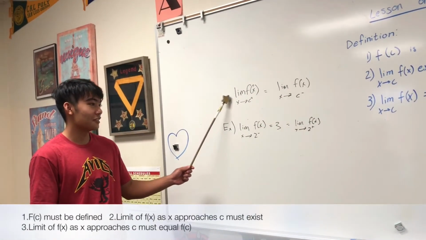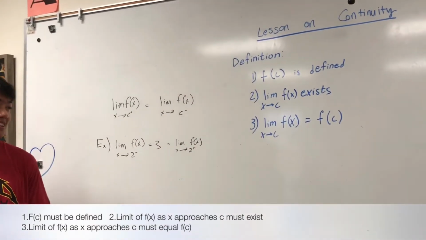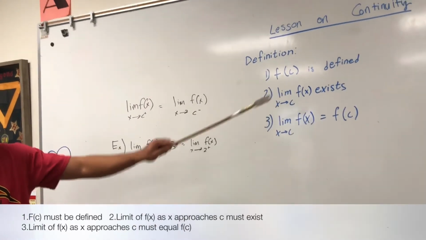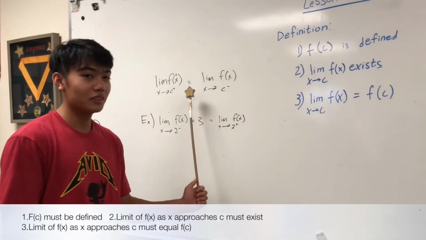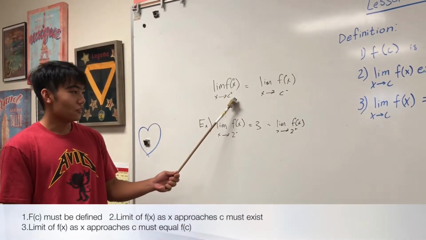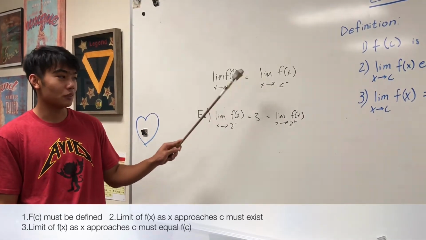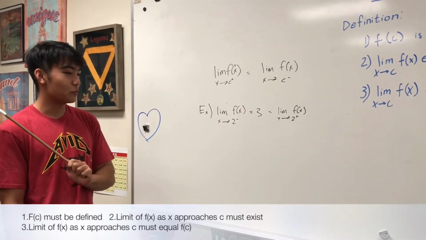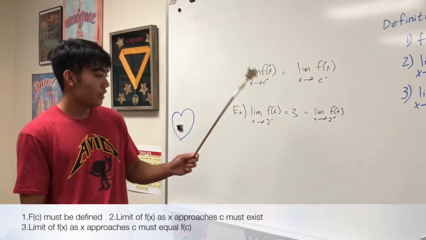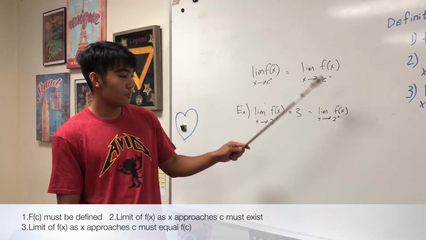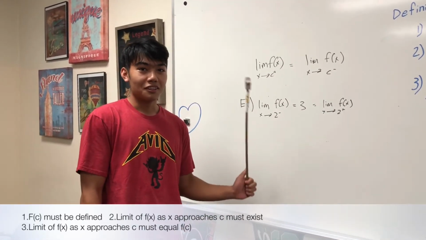In order for a function to be continuous, one of your requirements is that the limit of that function must exist. In order for that limit to exist, your double-sided limit must exist. So as x approaches that value from the right, the limit must also be equal to the limit as x approaches that value from the left. For example, the limit of the function is equal to 3 as x approaches 2 from the left, and it must also be equal to the limit of the function as x approaches 2 from the right, and that constitutes a double-sided limit.